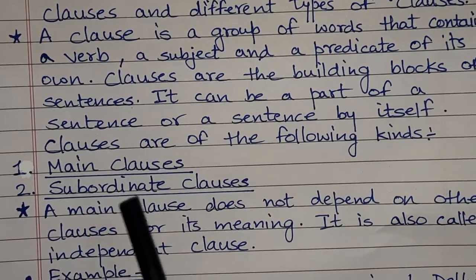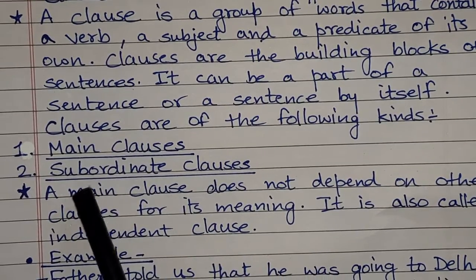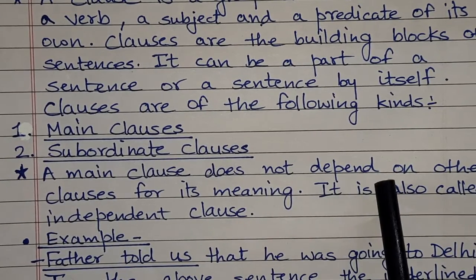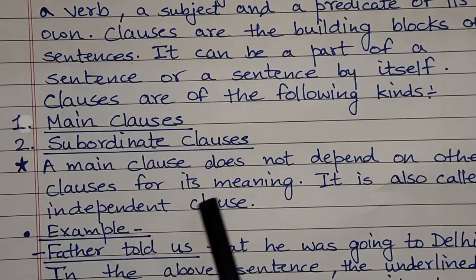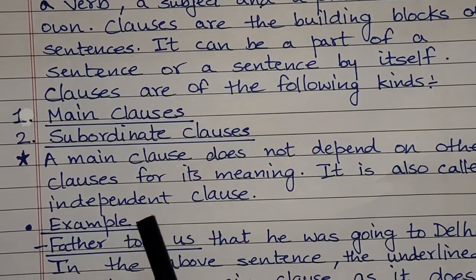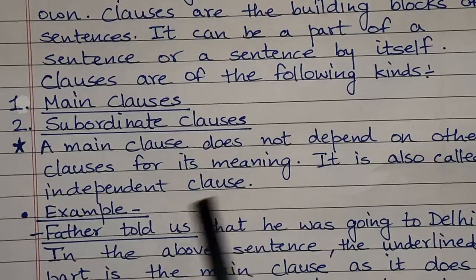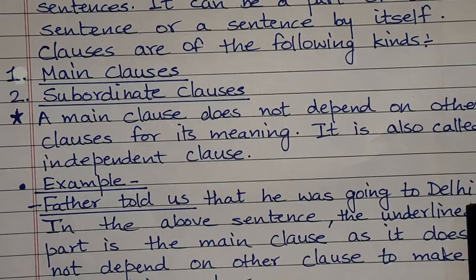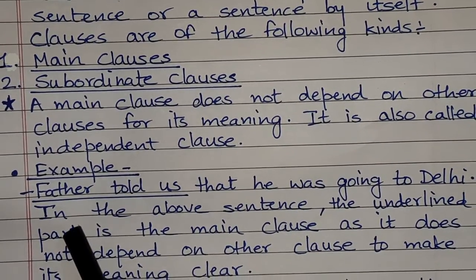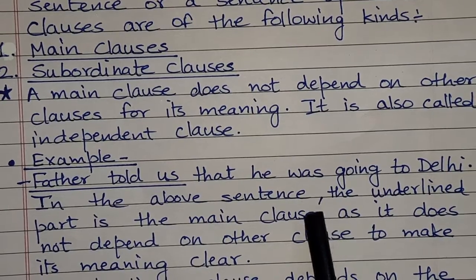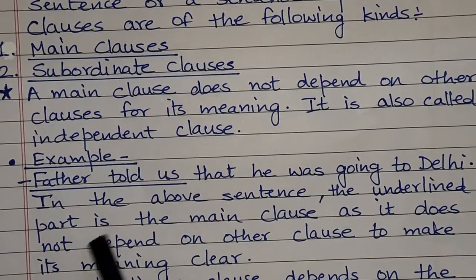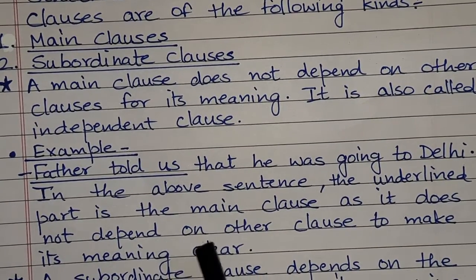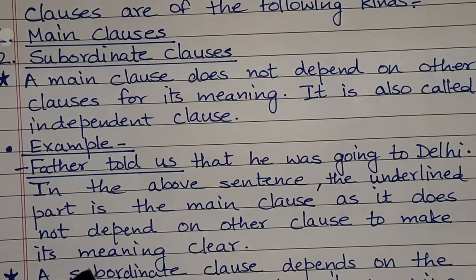Clauses are of following kinds: main clauses and subordinate clauses. A main clause does not depend on other clauses for its meaning. It is also called independent clause. For example, father told us that he was going to Delhi. Number 2, in the above sentence, the underlined part is the main clause, as it does not depend on other clause to make its meaning clear.